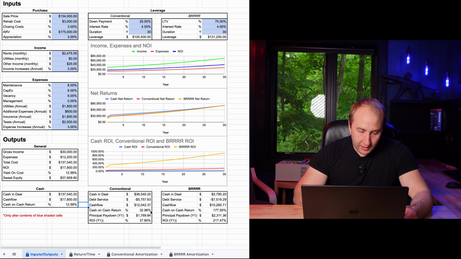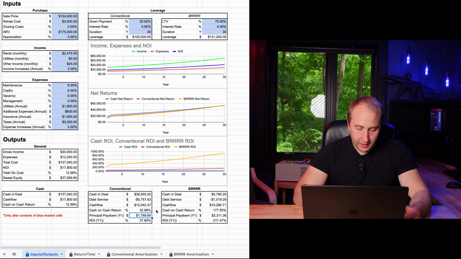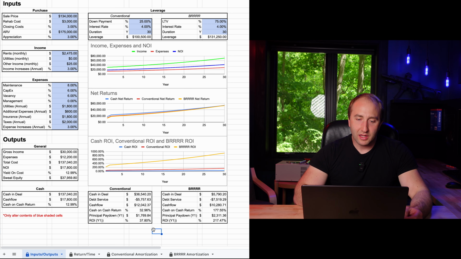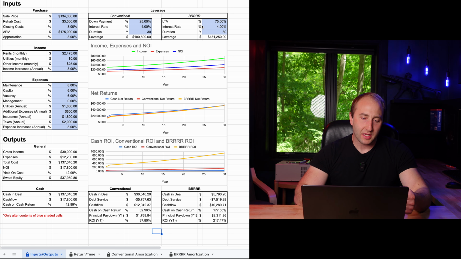Cash on cash return is the yield on the dollars that you have in the deal. Cash flow divided by cash in deal is how you get this number. That's almost 33%, which is pretty darn good. If you include principal pay down, which in the first year is about $1,800, that jumps to about 38%. Also fantastic. Another thing you could do if you don't want to have money in the deal is a cash-out refinance after the deal is done.